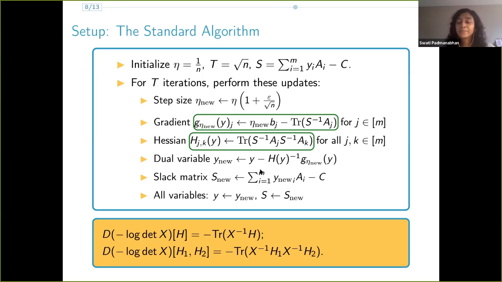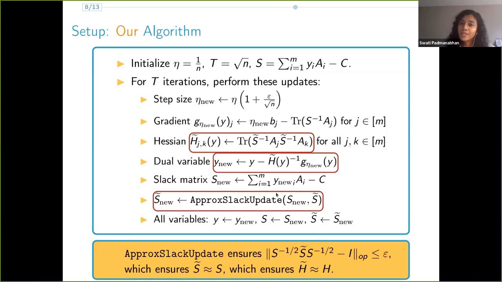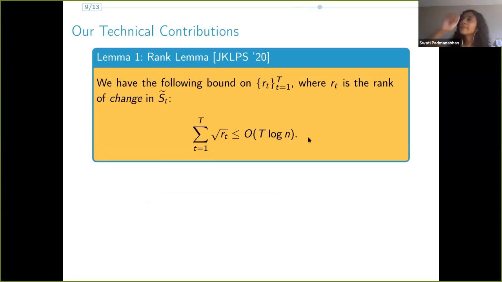And so our algorithm was as follows. Instead of using the exact slack matrix for the Hessian computation, we maintain an approximate slack matrix, let's call it S tilde, which is close enough to the true slack that you can use it for the computations and prove that things are still correct. But additionally, in order for these computations to be cheap, we show that S tilde also satisfies the following property: over all the iterations of the algorithm, the total rank change in S tilde is bounded, specifically by the following inequality.